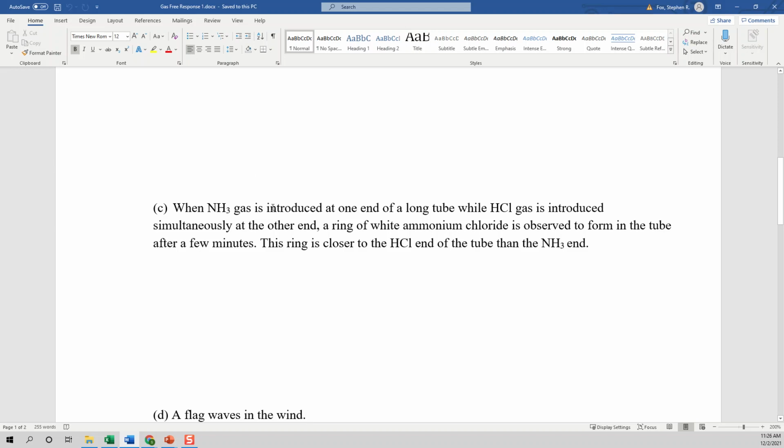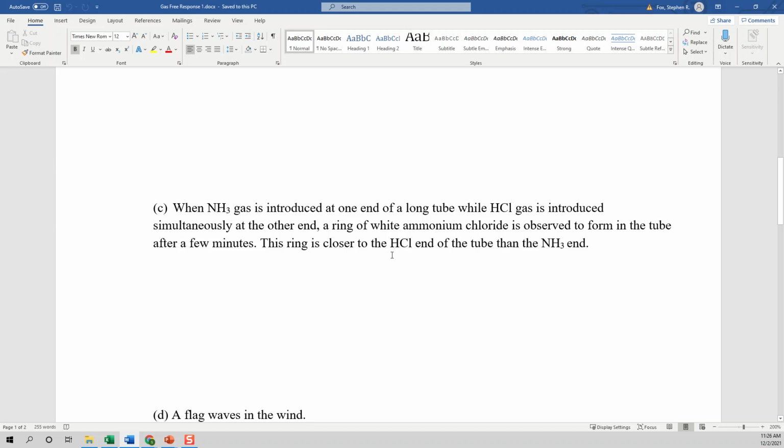When NH3 gas is introduced to one end of a long tube, while HCl gas is introduced simultaneously at the other end, a ring of white ammonium chloride is observed in the tube after a few minutes. The ring is closer to the HCl end of the tube than the NH3 end of the tube.